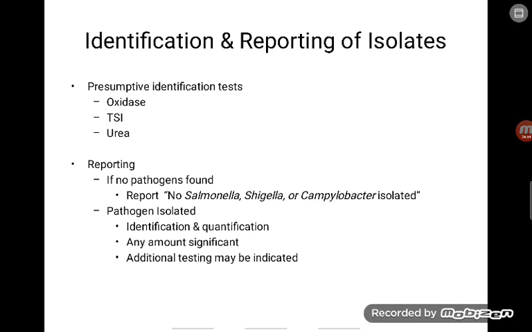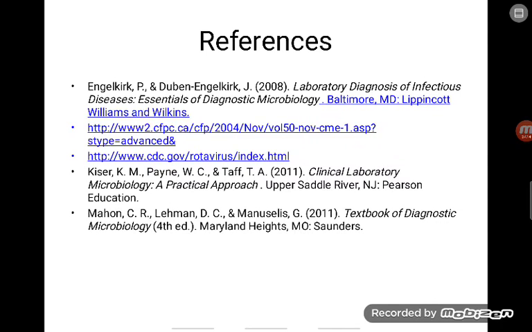How do we report the results? If no pathogens are found, we usually report no Salmonella, Shigella, or Campylobacter isolated. A pathogen isolated needs identification and quantification. Sometimes any amount is significant. Additional testing may be needed to identify the microorganism.